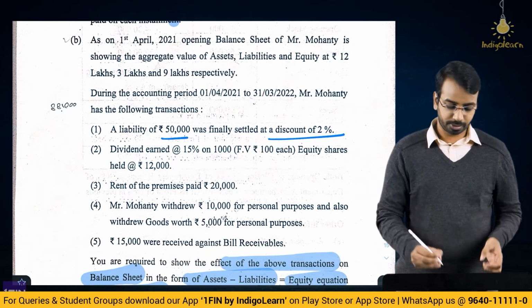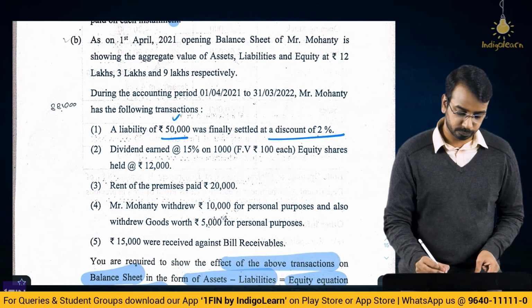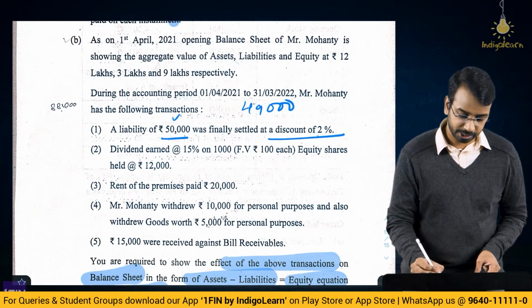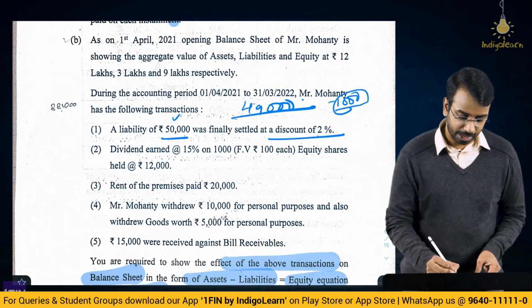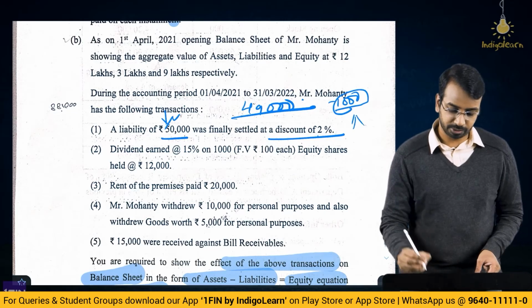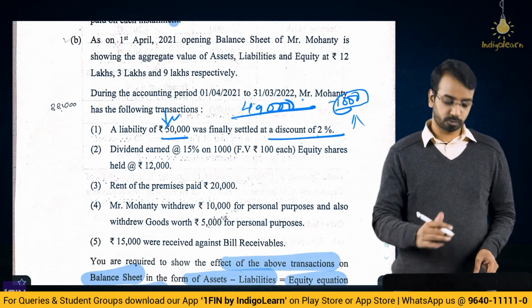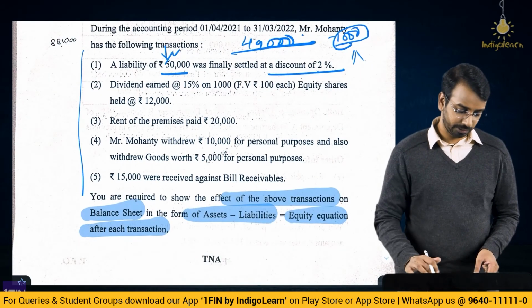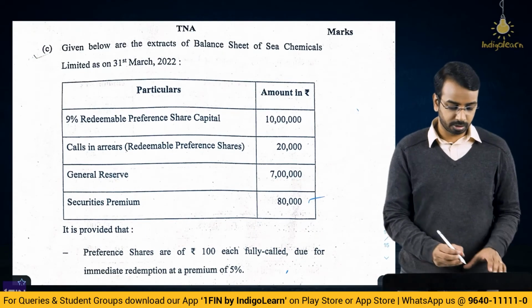Liability gets down, right? 50,000 at a discount of 2% means you would have settled it at 49,000. So there is 1,000 of gain. If liability gets down by 50,000, your equity goes up by 1,000. So like that you have to show the equation. It can be lengthy for a 5 marks question. Now moving on to the next question, question number C.